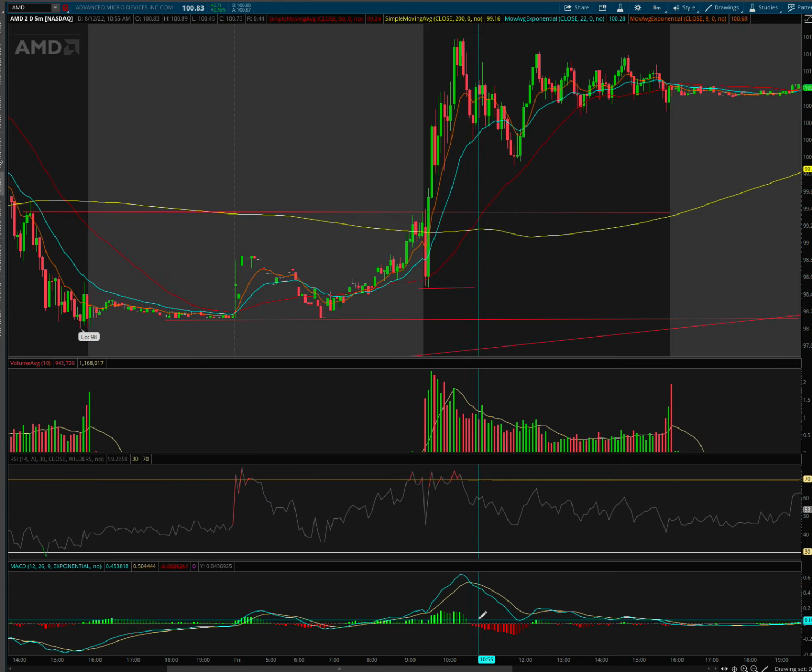And then look right here, like I said earlier, we crossed under the 0 line on the MACD histogram and got a sell signal right here, and I got out of this trade at this point, and then we were kind of done for the day.